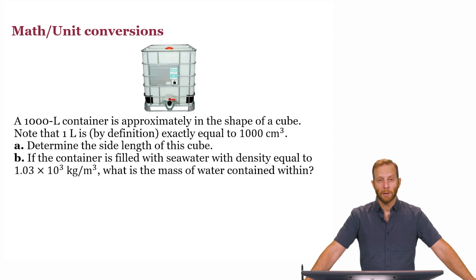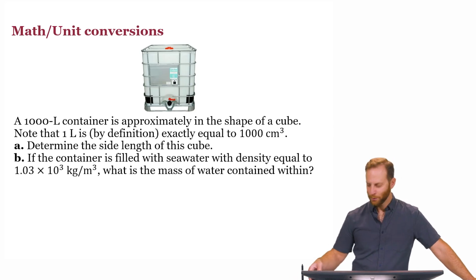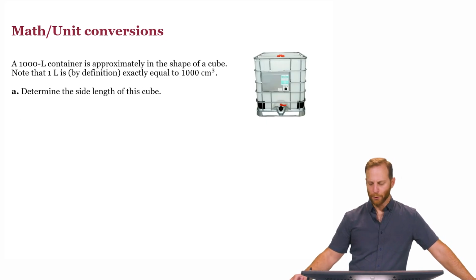A 1,000 liter container is approximately in the shape of a cube. Note that 1 liter, by definition, is exactly equal to 1,000 cubic centimeters. Let's answer some questions. So the first thing to do is determine the side length of this cube.